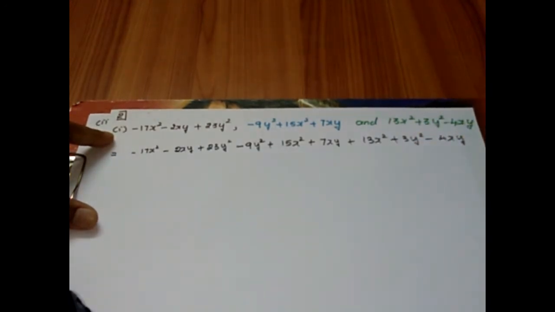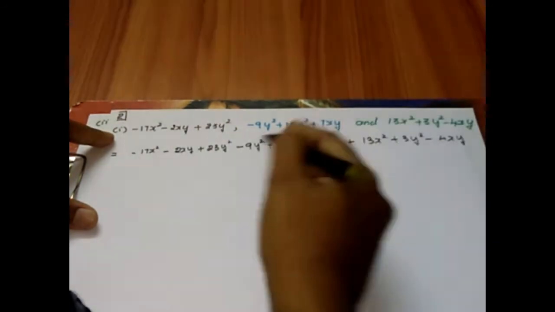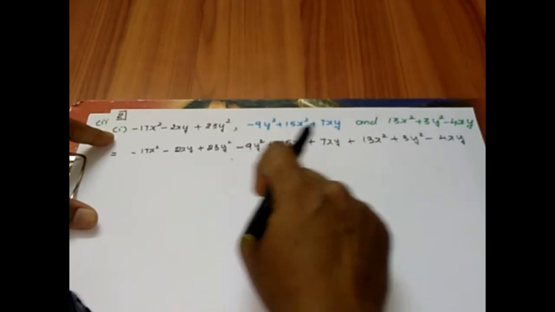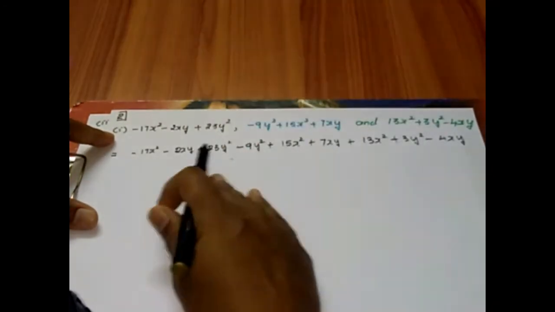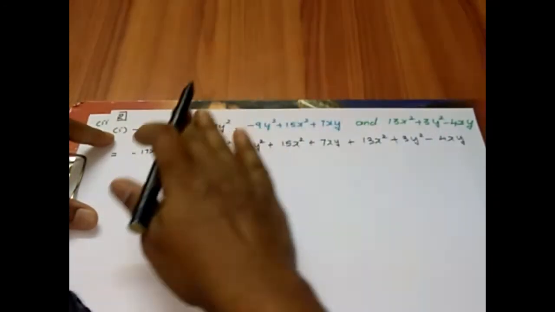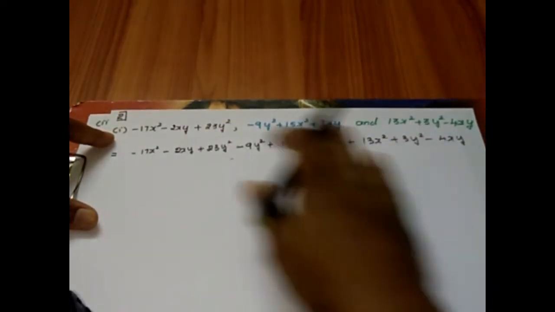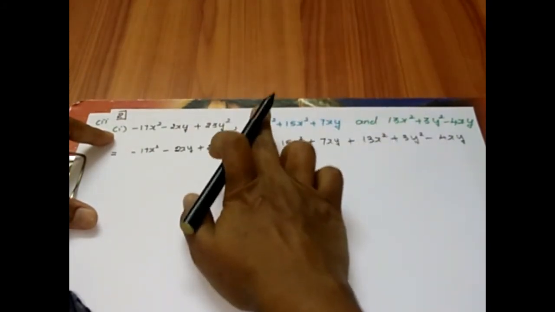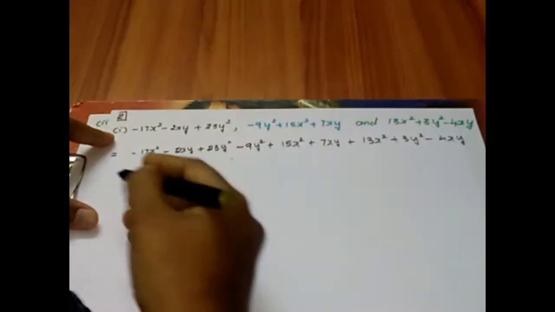So if it is confusing for you, you can write a plus sign and write the polynomials inside the bracket. In the next step, remove the bracket and write. But you have to learn and know this concept, children. When you are adding the polynomials, the plus or minus sign does not change. That's why we can keep minus 9y square as it is.